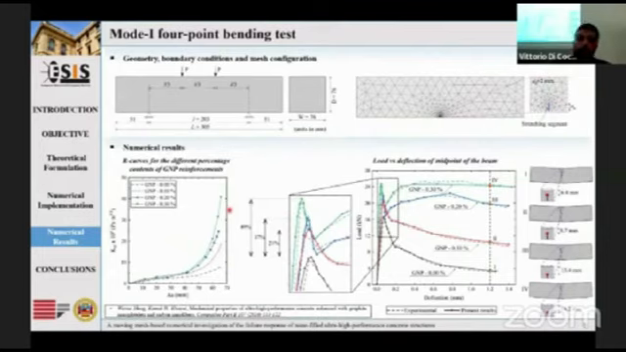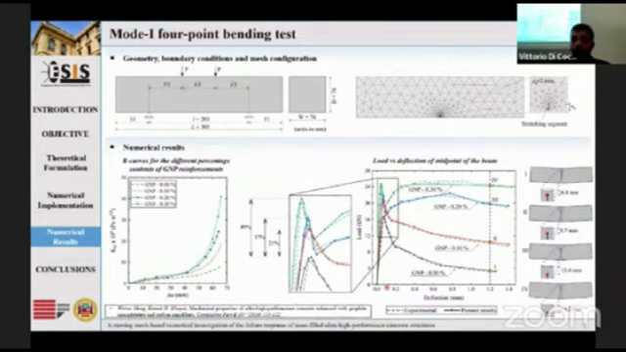Now, to verify the reliability of the present method, we consider two crack problems. The first is a 4-point bending test under pure mode 1 fracture condition. We consider 4 different mixtures of UHPFRC. One without nano-enhancement, and the others contain 0.1, 0.2, and 0.3% graphite nanoplates. So this graph shows the R-curve obtained by using the numerical procedure explained previously in terms of critical stress intensity factor as a function of the crack extension.